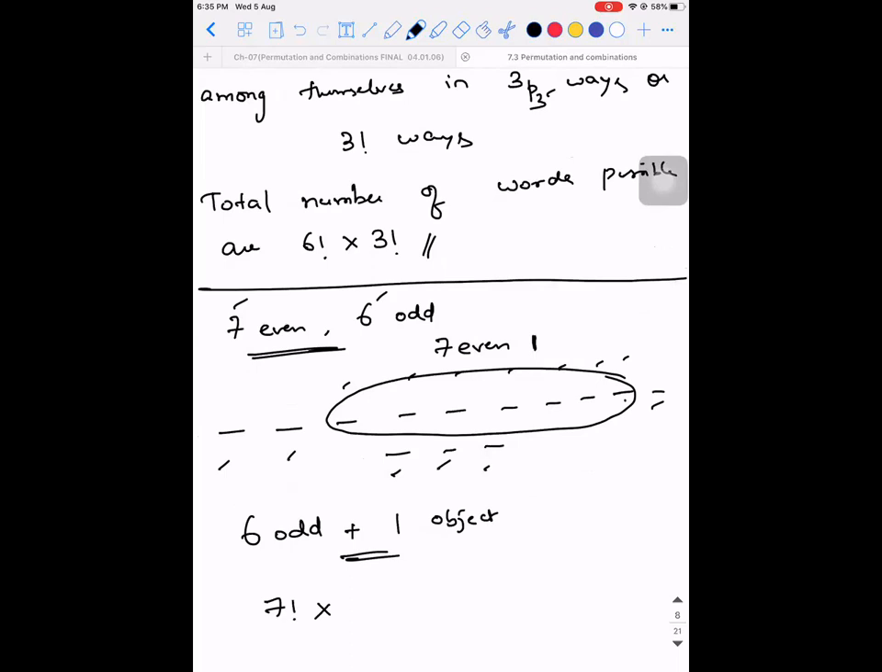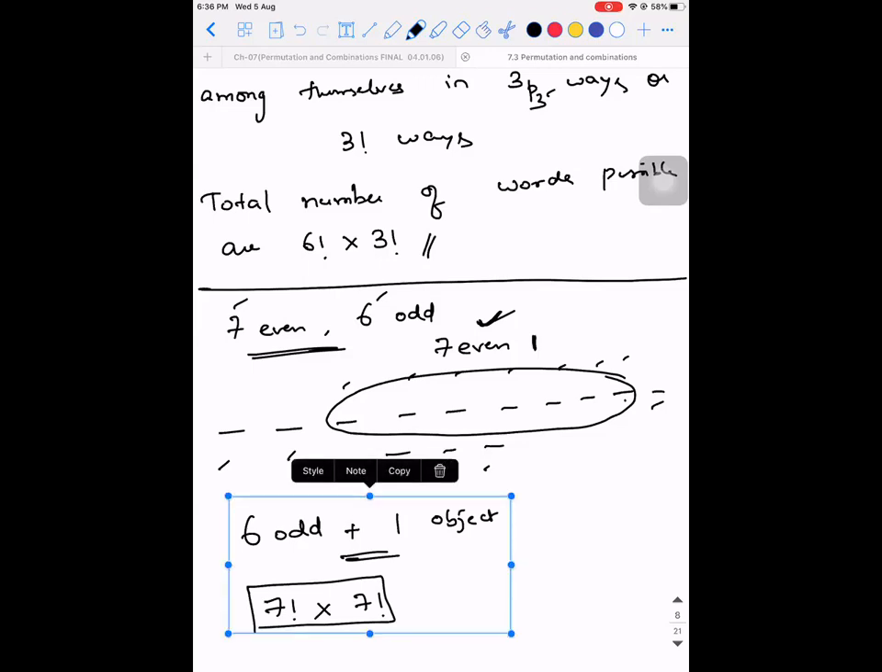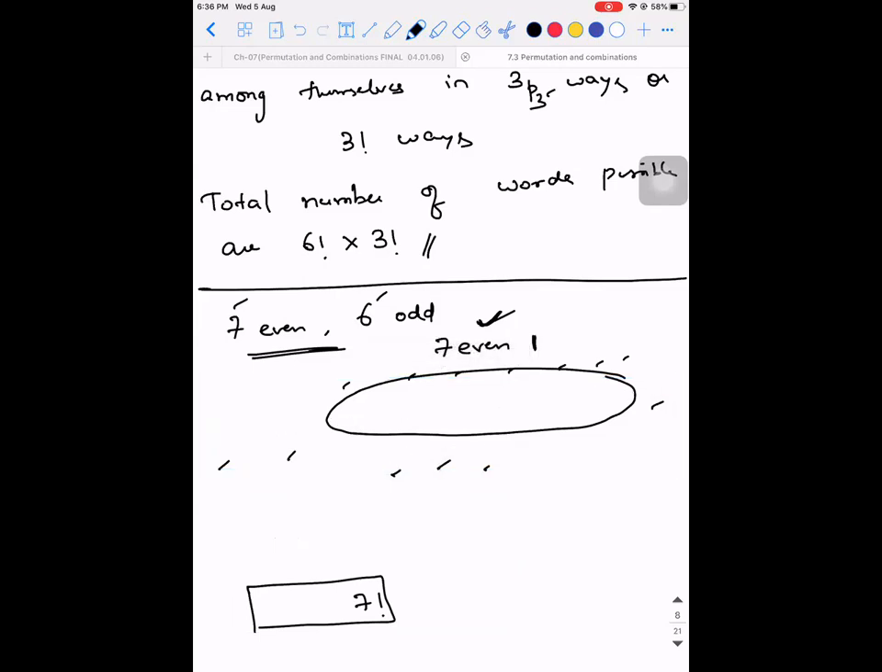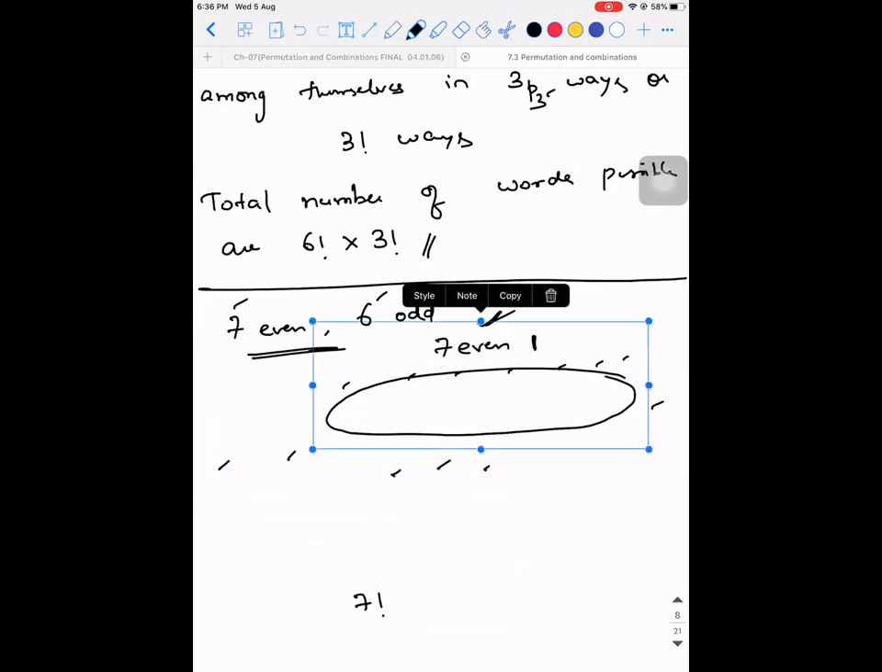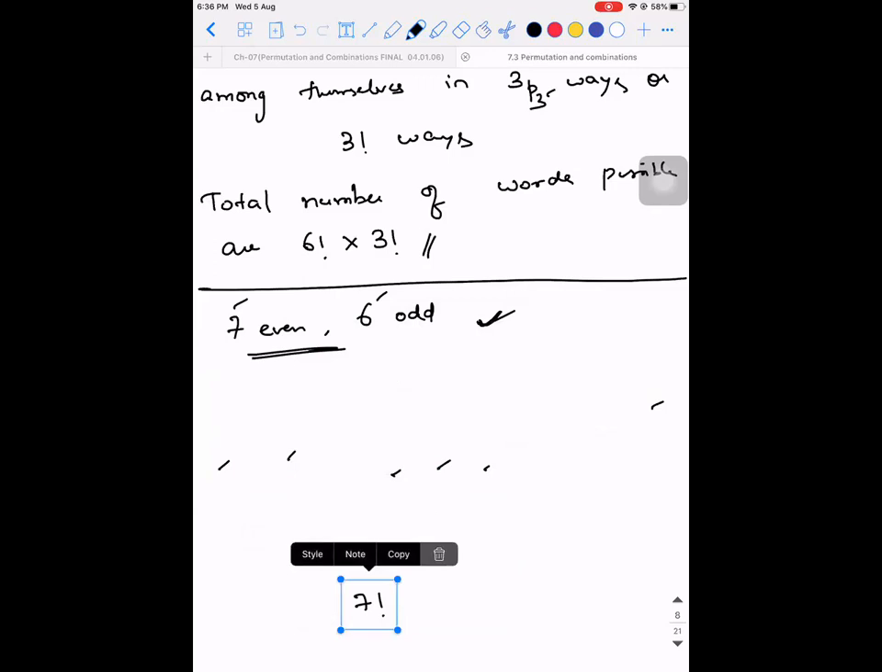The 7 even numbers among themselves can be arranged in 7 factorial ways. So 7 factorial into 7 factorial will be the answer for your question. Okay, so I hope you guys understood. This is whenever they say the objects are supposed to be together.